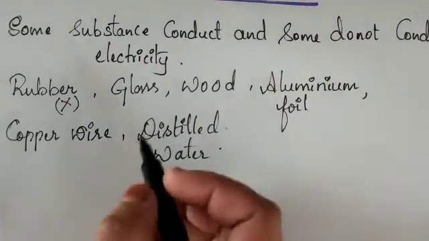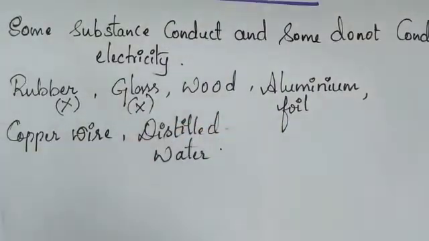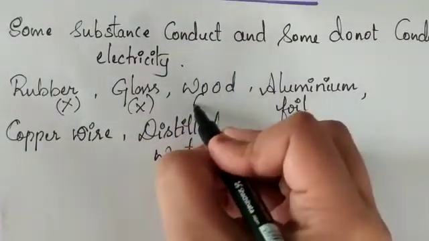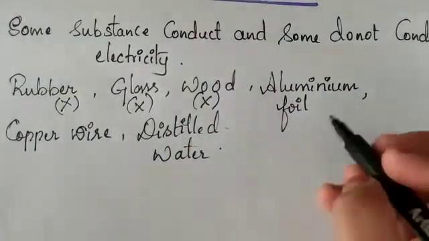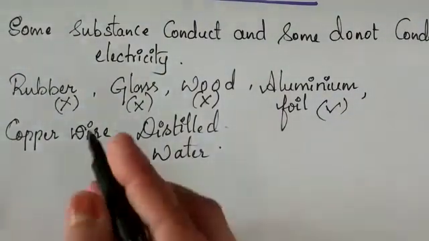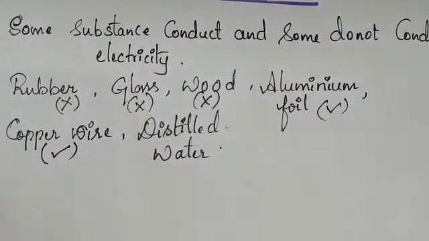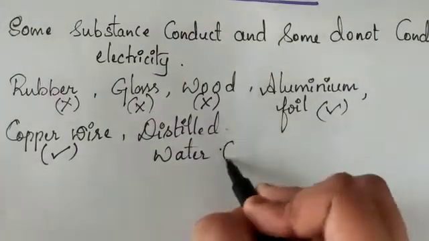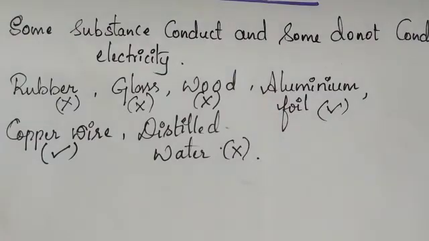Now we consider glass. Glass also does not conduct electricity. Wood does not conduct electricity, so that is also wrong. But aluminium foil will conduct electricity, so I make the tick mark here. Copper wire also conducts electricity. And next is distilled water, which does not conduct electricity. So we have considered some examples and classified them: some conduct electricity and some do not.